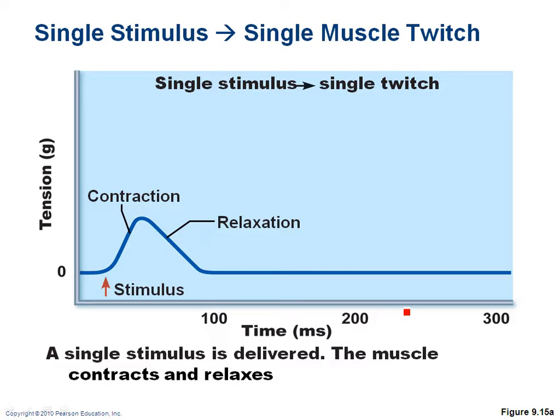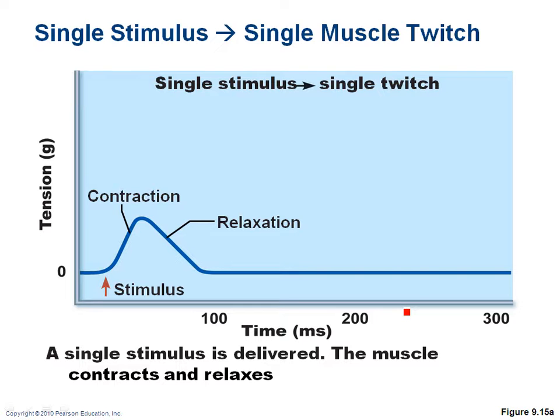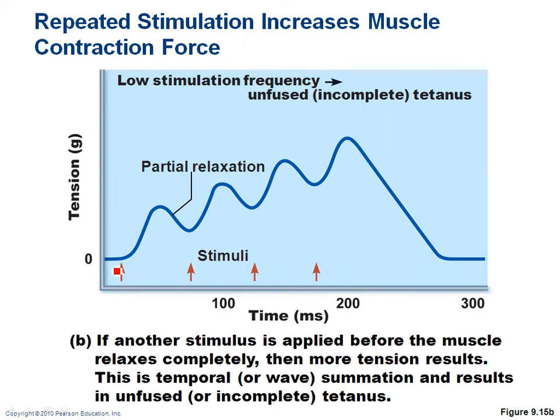Okay, so this slide is showing a different representation of what we saw over here. One single twitch, contract and relax. Just the scale is a little bit lower on this particular graph. Okay, and again, one stimulus from a motor neuron leads to one twitch in a muscle fiber. Okay, now take a look at this graph. This is starting to show us what's really happening inside a real muscle.